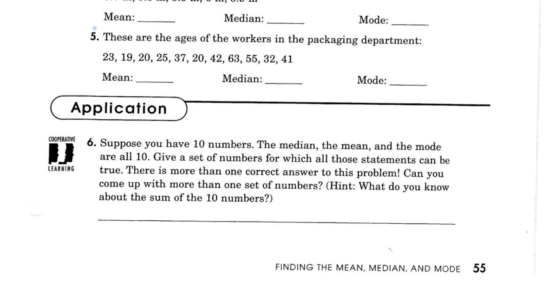On the application, it says, suppose you have 10 numbers. The median, the mean, and the mode are all 10. Give a set of numbers for which all those statements can be true. There is more than one correct answer to this problem. Can you come up with more than one set of numbers? Hint, what do you know about the sum of the 10 numbers?